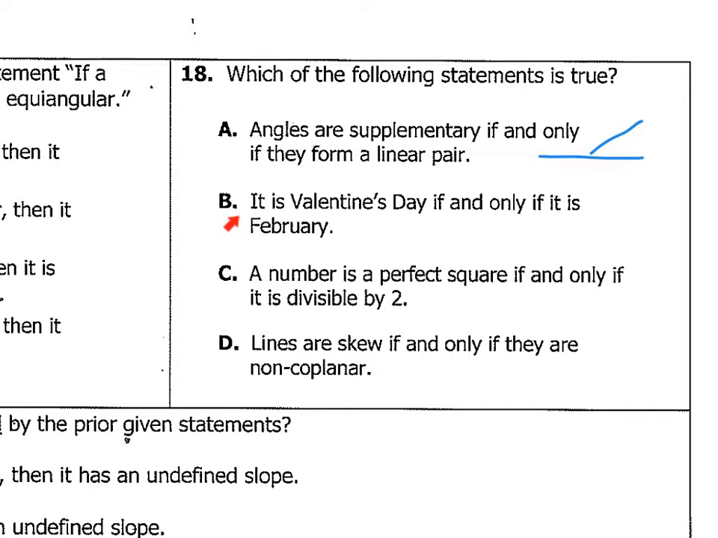It is Valentine's Day if and only if it is February. C, a number is a perfect square if and only if it's divisible by 2. Or lines are skew if and only if they're non-coplanar. So it means they're on different planes and yet they're not parallel. Is that true? Which of these were true?